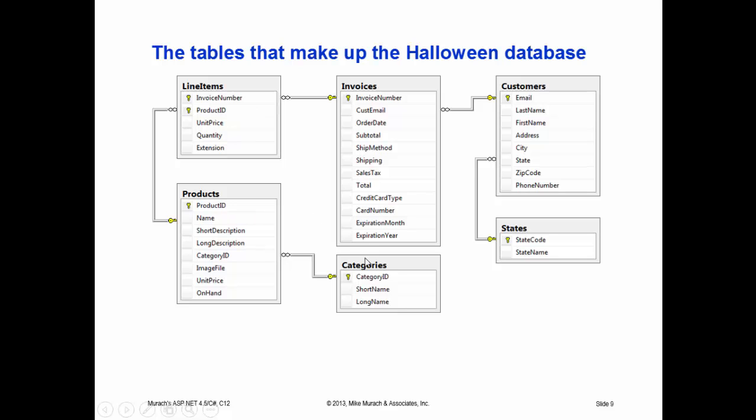Product ID is what I would go with, category ID. This, obviously, I would call state ID. Customer ID. So I'm not a fan of using natural keys. I like to use surrogate keys.